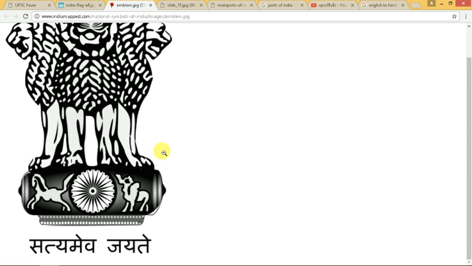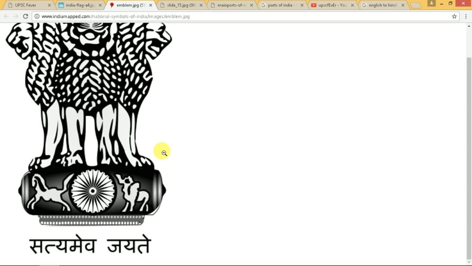Now the national animal symbols. The national animal of India is the Bengal tiger. The national bird is the Indian peacock. The national heritage animal is the Indian elephant. You have to note this, the national heritage animal. The national river is Ganga.